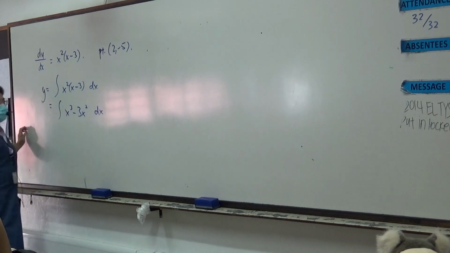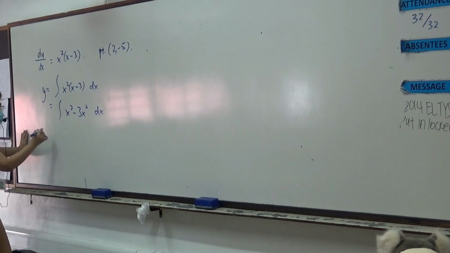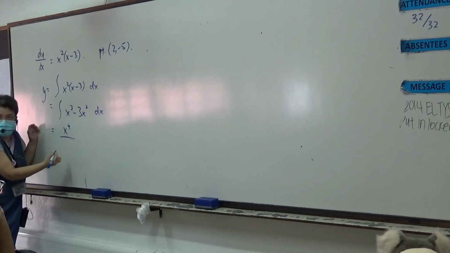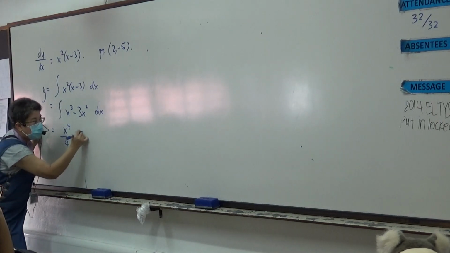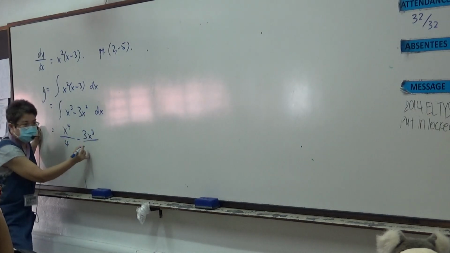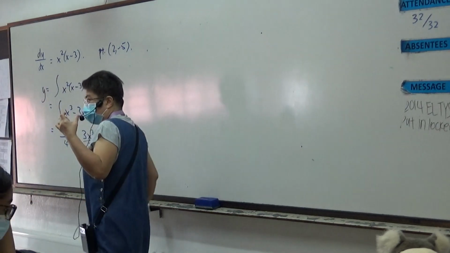Okay. Now, I don't want this. I want it like this, easier to integrate. Can you see? Okay. So I integrate this. What do I get? 2 plus x, x^4 over 4 minus 3 what? x cubed over 3 plus c, right? There's a constant c there.